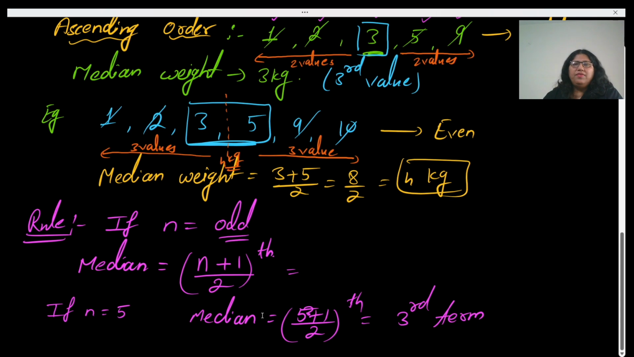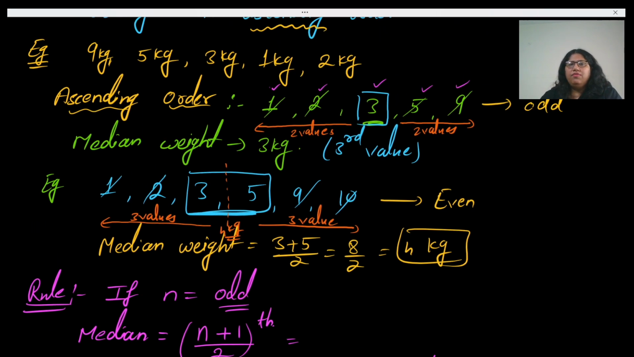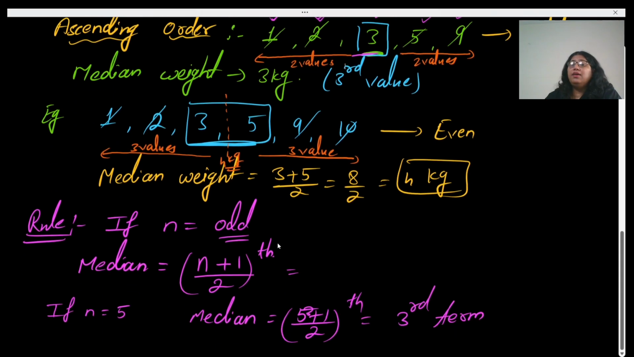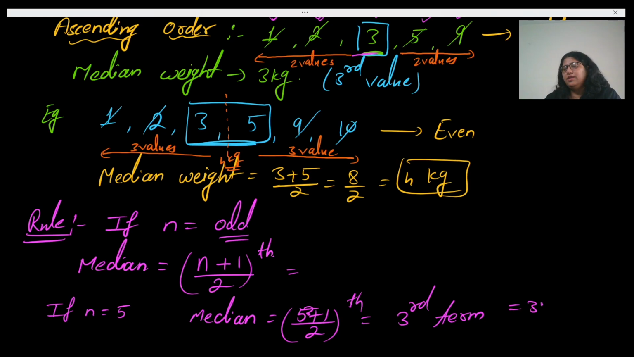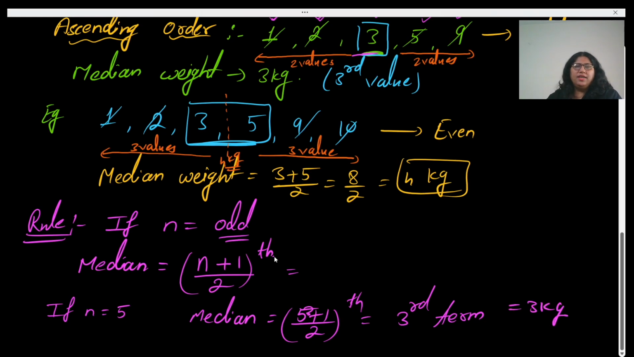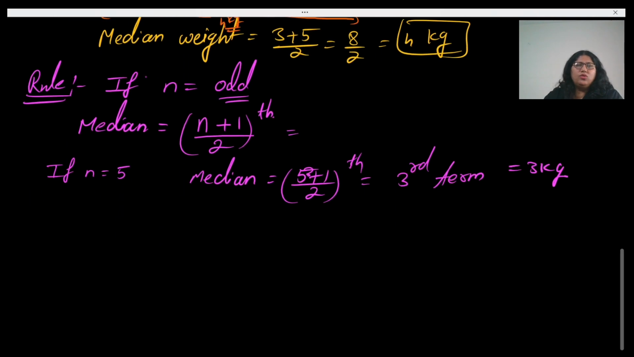Now in the previous example, this is the first, second, third value. Because the data size is small, I had cancelled. Otherwise, you can use this rule to get it, and the third term means when your data is arranged in ascending order, right? That's why it is 3 kg in the first example. Whereas in the second example, the value of n was 6. So this is when n is odd.